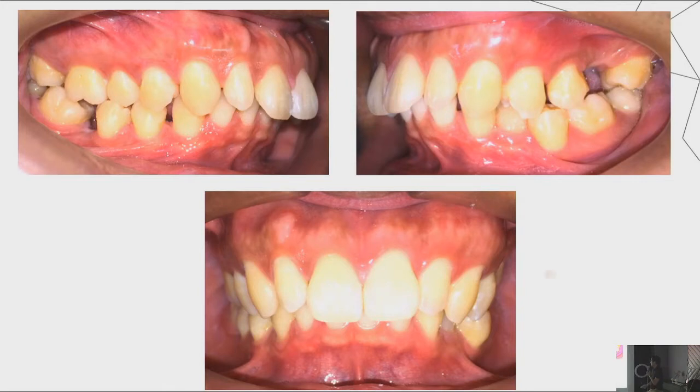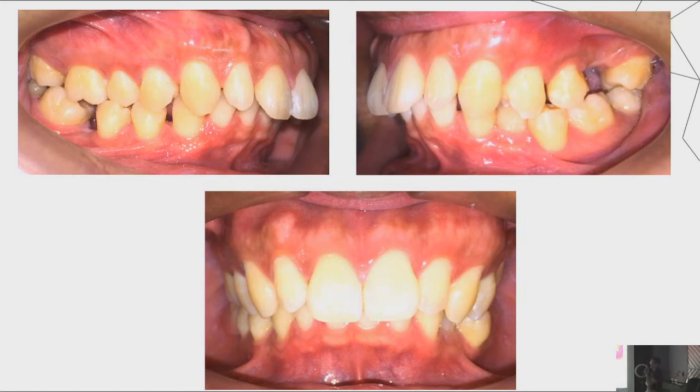And as for the lower, we can also place TADs here. I usually place them distal to my canines, and then my activation force would be from the TAD to the four anteriors, and then back to the distal of the canine. All right. Now, in cases like this, as I did in this patient, the TAD will be placed here.